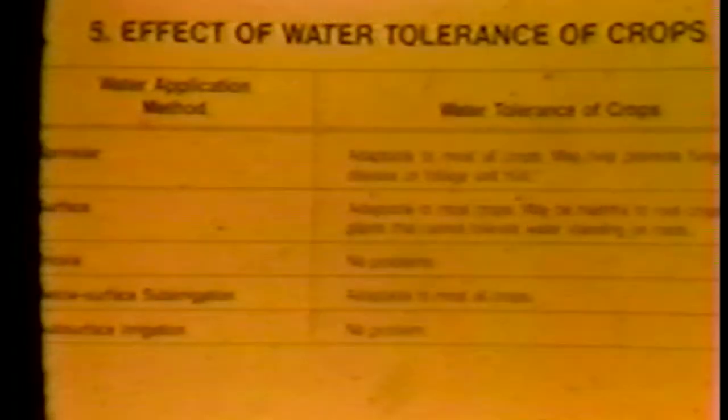The water tolerance of the crops grown may be a factor affecting the selection of a water application method. For example, the sprinkler method, although adaptable to most crops, may help promote fungi and disease on the foliage and fruit of some crops. And the surface method, which is also adaptable to most crops, may be harmful to root crops and to plants that cannot tolerate water standing on the roots.